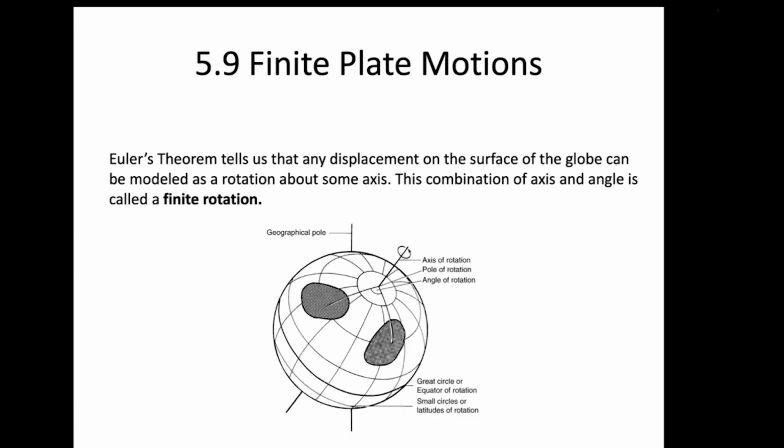All right, so now we get into the chapter on finite plate motions. And to remind you, Euler's theorem tells us that any displacement on the surface of the globe can be modeled as a rotation on some axis. And the combination of axis and angle is called a finite rotation.